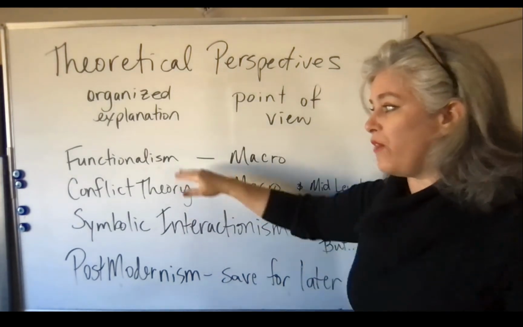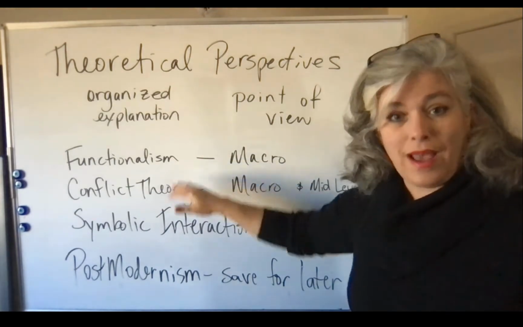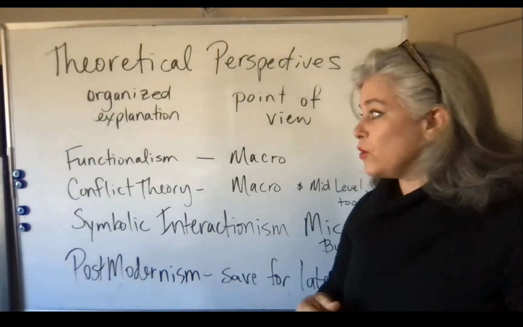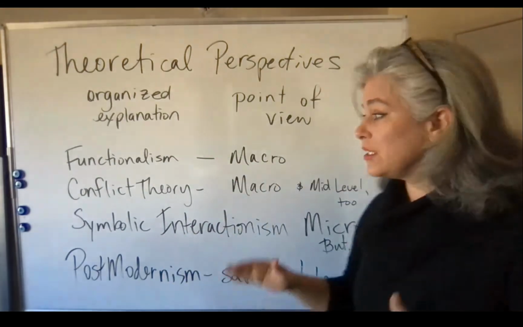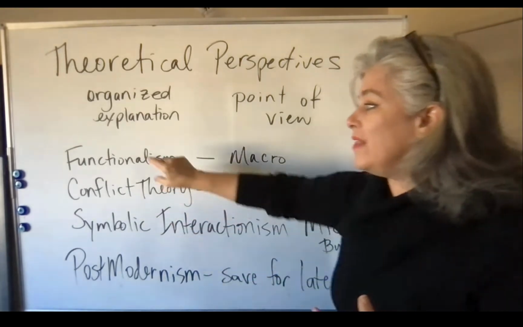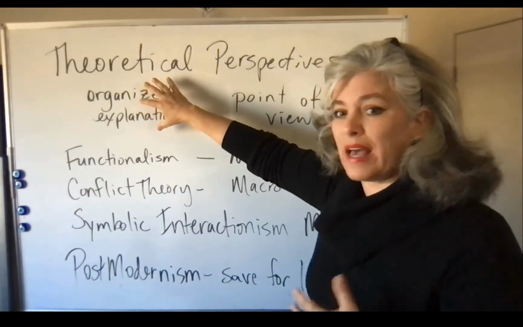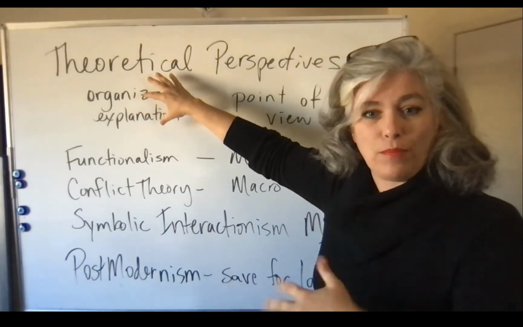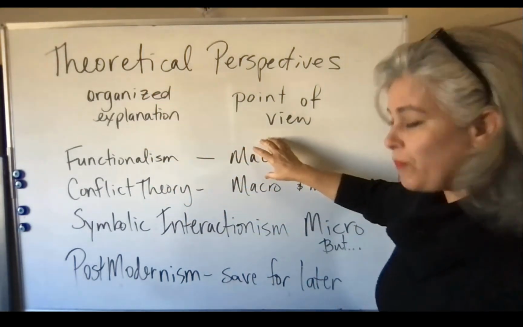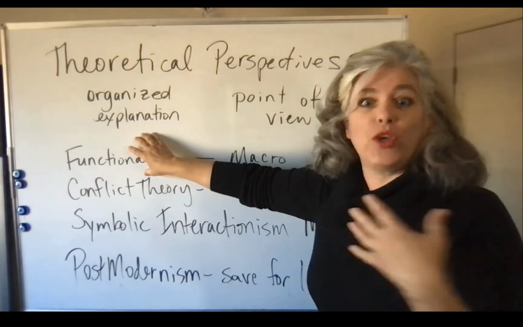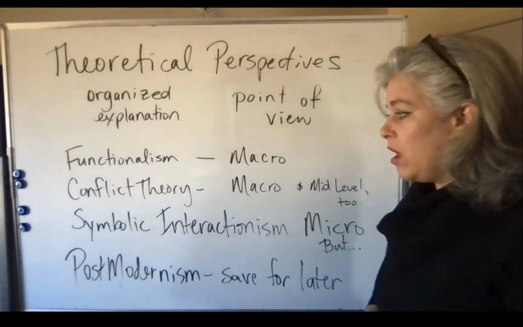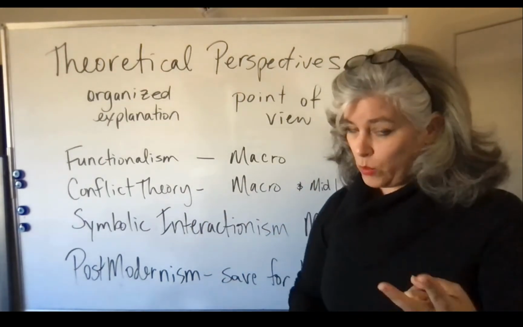The first one is functionalism. It's kind of the oldest one. Emile Durkheim, that we talked about in the last couple of videos, he was a functionalist. He looked at the macro scale point of view of society, and functionalism has a certain set of explanations and a specific point of view to itself. It uses macro scale, and then in another video I'll tell you what the questions are, what the approach is that functionalists take.